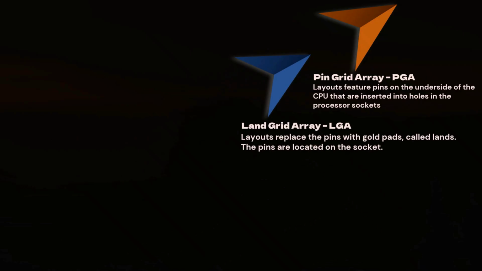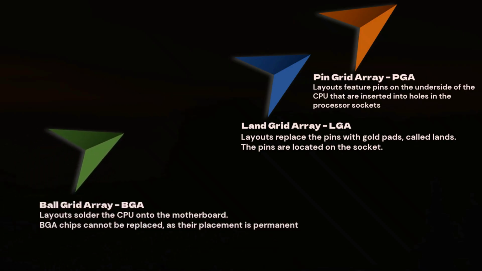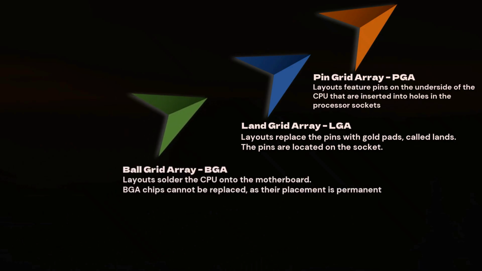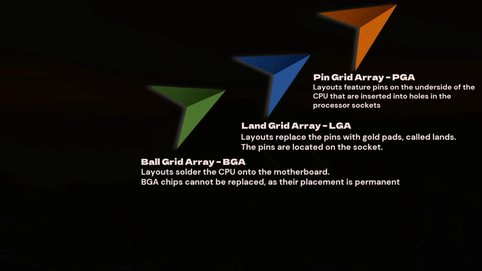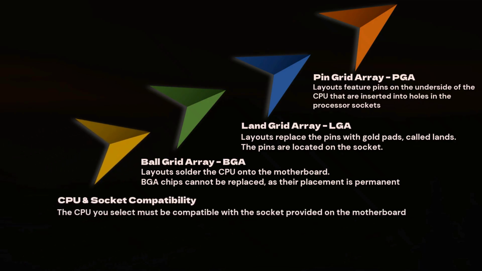Ball grid array or BGA layout solders the CPU onto the motherboard and is typically seen in laptops and other portable devices. BGA chips cannot be replaced as their placement is permanent. The CPU selected must be compatible with the socket provided on the motherboard. Both Intel and AMD have designed each of their socket types to accommodate a range of CPUs so that it's easy for you to upgrade a computer processor.